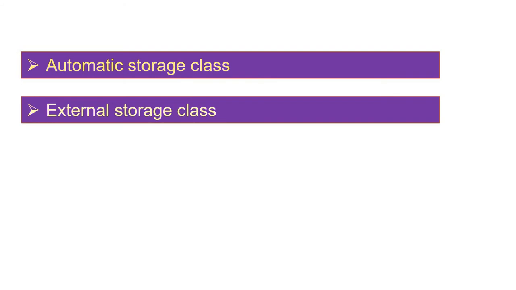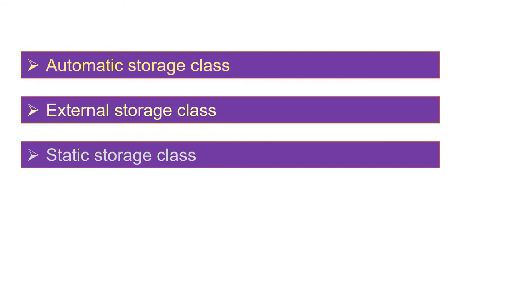So the next one is the external storage class. The external storage class, or global variables, occupies a global space in the memory. The variables which are declared outside the main function fall under the external storage class.